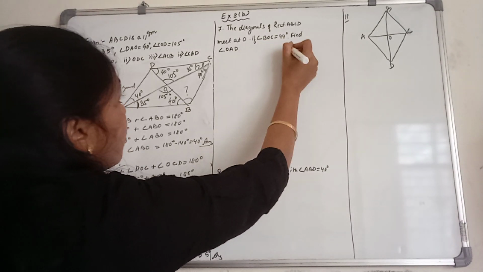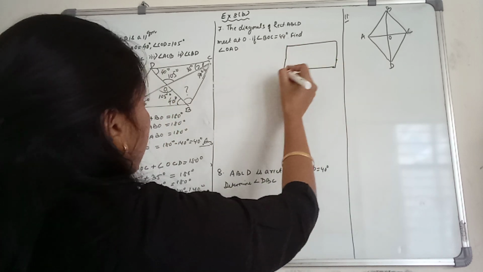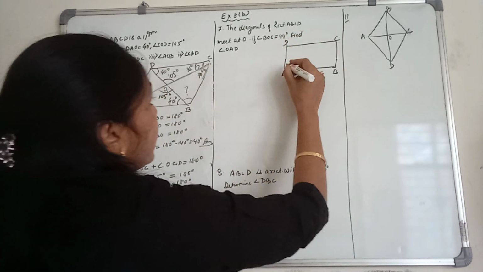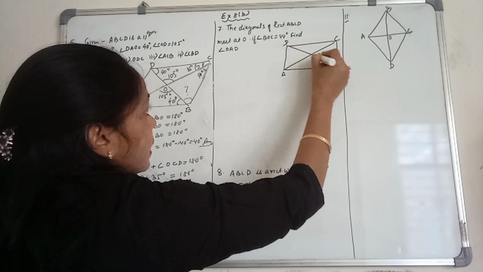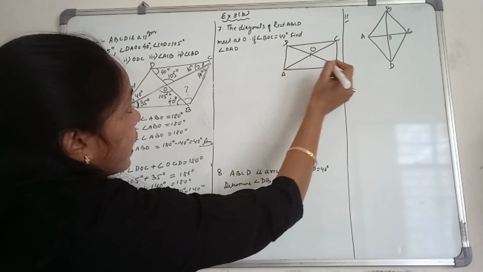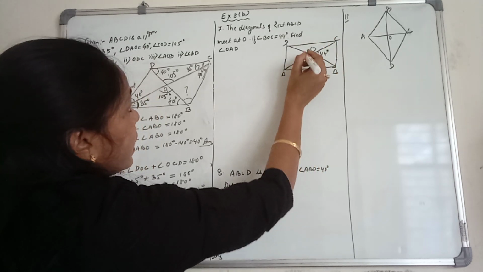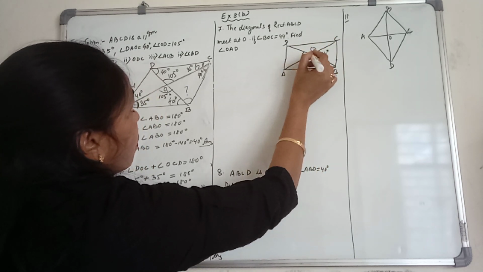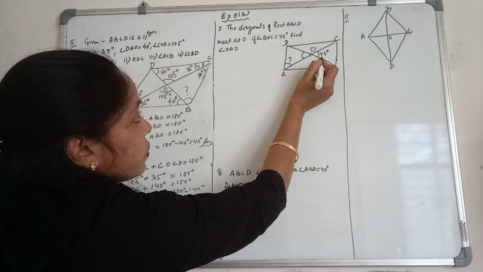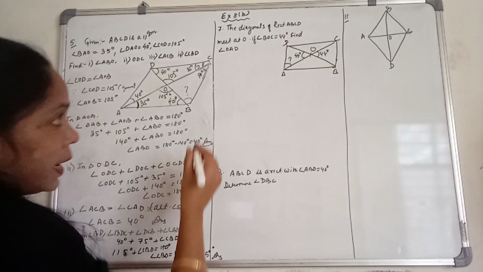So here, first you have to draw one rectangle and name it A, B, C, D. These AC and BD are the diagonals, and the diagonals meet at O. Angle BOC is given as 44 degree, and you have to find angle OAD. Now see carefully, this is 44 degree, so this is also 44 degree, vertically opposite angles.